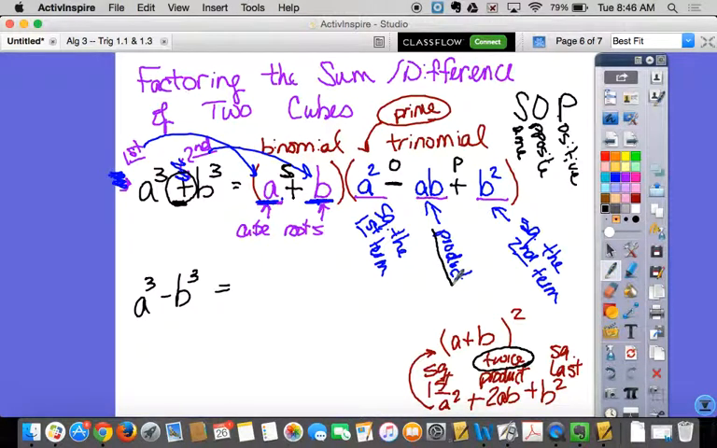That means that up here, this trinomial is always going to be prime. You can never factor it. If you have to solve, you're going to have to use the quadratic formula on that portion.